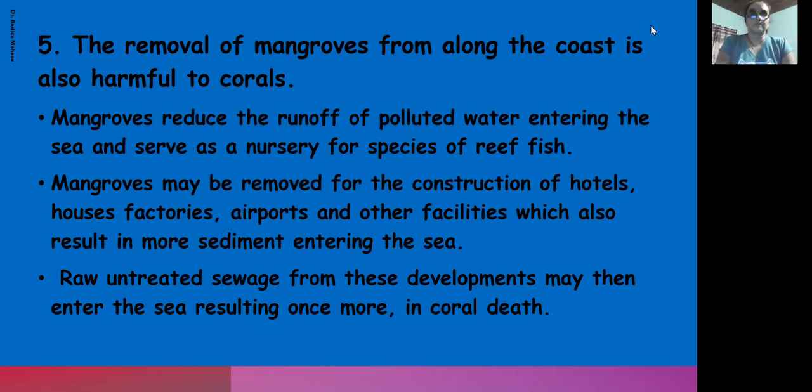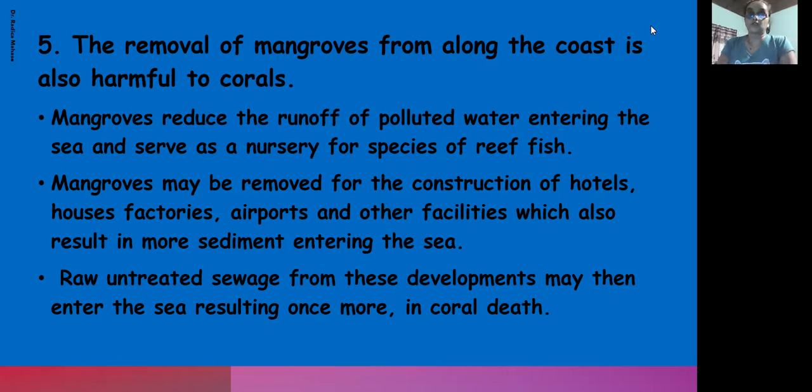I just mentioned mangroves, but I want to list mangroves as a separate point. One of the biggest threats to coral reefs is the removal of mangroves from along the coast. Mangroves are very helpful to corals because of a variety of things. One, they reduce the runoff of polluted water entering the sea and serve as a nursery for species of reef fish. Two, mangroves may be removed for the construction of hotels, houses, factories, airports, and other facilities, which also result in sediment entering the sea.